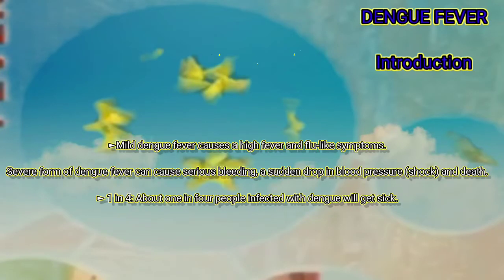If we talk about the pathogenicity of dengue, it varies from mild to severe forms. Mild dengue fever has symptoms just like those of the flu. But the severe form, also called DHF, dengue hemorrhagic fever, can cause serious bleeding and a sudden drop in blood pressure, also termed shock, and it can even cause the death of a person.